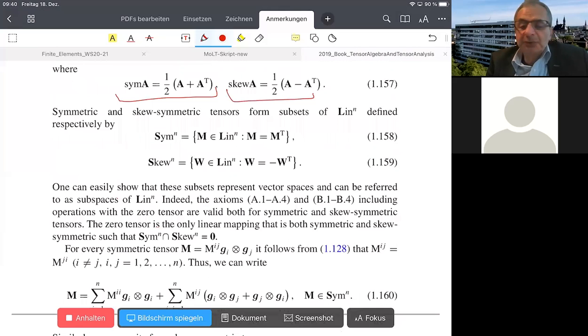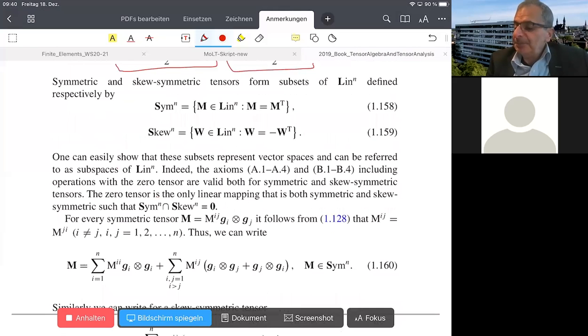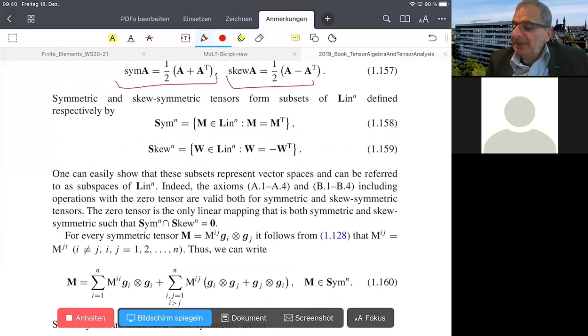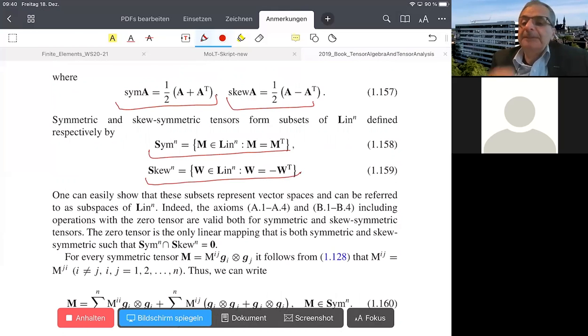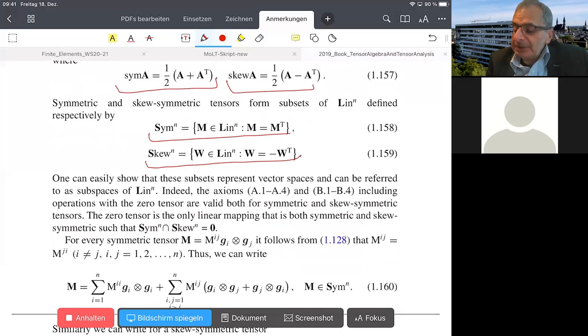And as we discussed also today in the exercises, symmetric tensors and skew symmetric tensors form not only subsets, but they form subspaces. Why? Because all 8 axioms are valid separately for skew symmetric tensors, separately for symmetric ones, right? For example, the sum of two symmetric tensors is a symmetric one, which is easy to prove. The product of a symmetric tensor by a scalar number is again a symmetric tensor, excuse me.